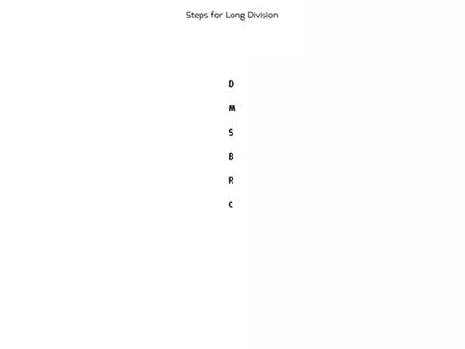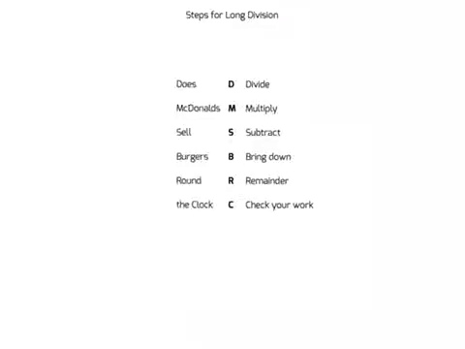We are going to talk about the steps for long division. The steps can be remembered by the letters D, M, S, B, R, C. These letters stand for the steps: divide, multiply, subtract, bring down, remainder, check your work. We can remember these steps with the saying, "Does McDonald's sell burgers around the clock?"